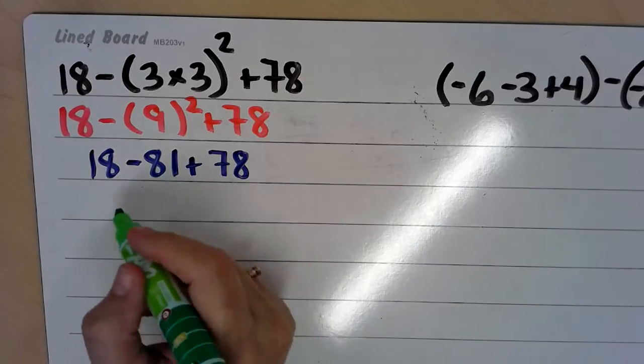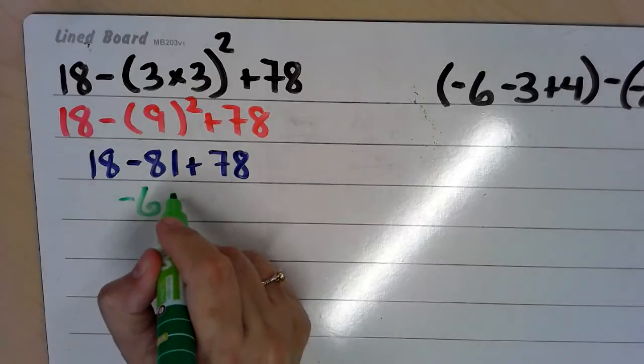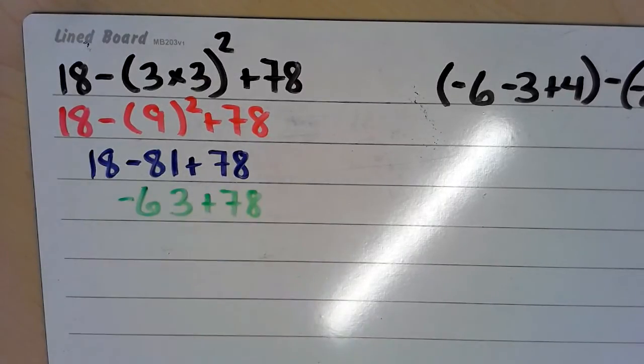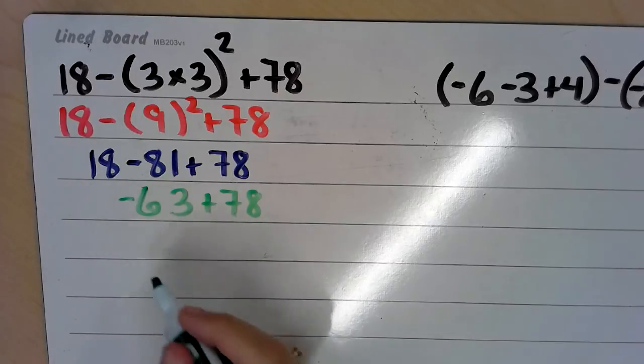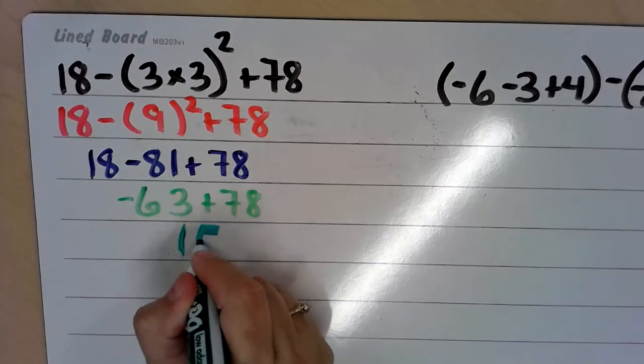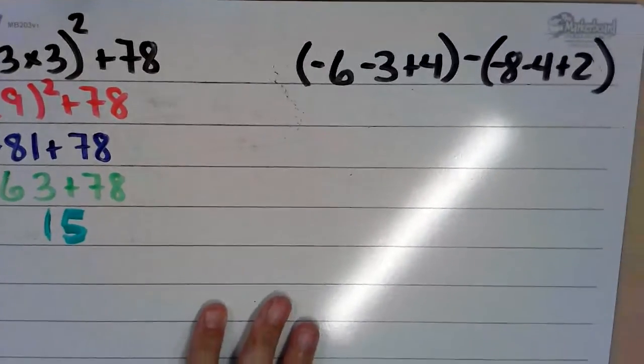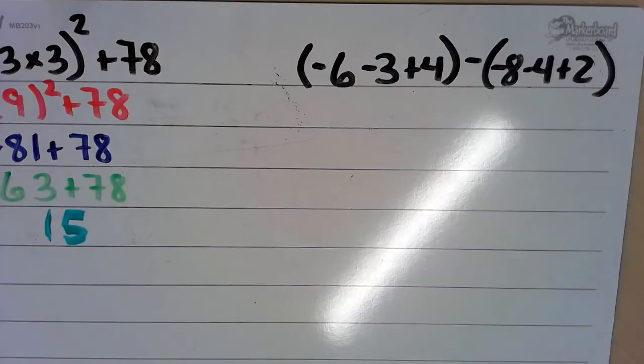18 minus 81 is what, negative 63? Is that right? Yeah, that should be right. And then I've got negative 63 plus 78, which is, oh, look, I did two greens in a row. Whoopsie daisy. Positive 15. Okay, and then try the second one, pause the video and come back and I'll work through that one as well.